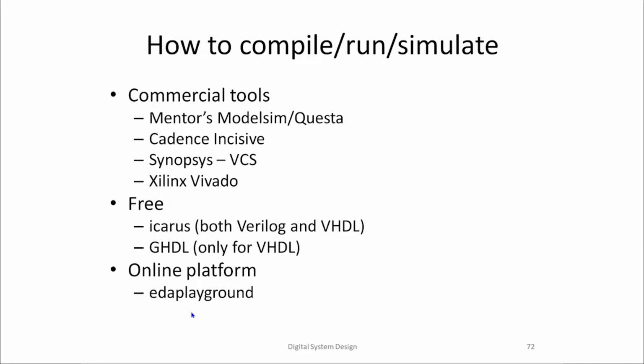On the other hand, there are free software tools which can be used for compilation and simulation. In the case of Verilog, Icarus is a popular one, and GHDL is another one which is only for VHDL. There are also some online platforms like EDA Playground. EDA Playground helps you write Verilog code in an online browser where you can compile and simulate, all online.